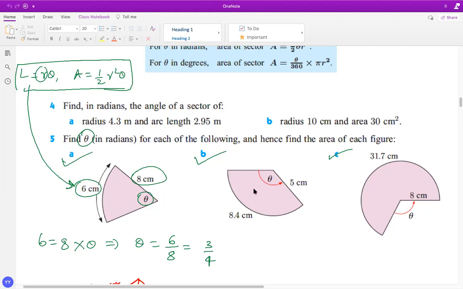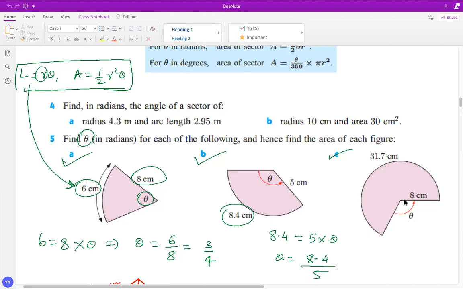Now, in case you look at the next part, the length of the arc is 8.4. So 8.4 equals theta times r, so 5 times theta. So you get theta as 8.4 over 5.